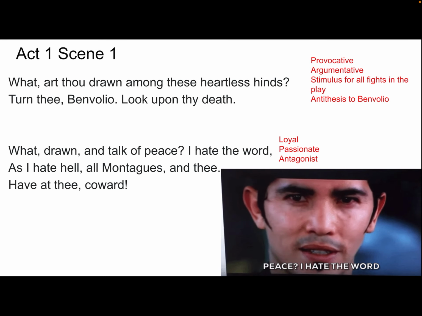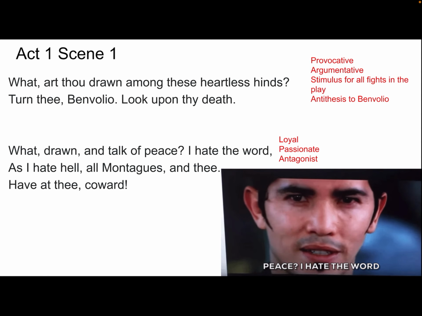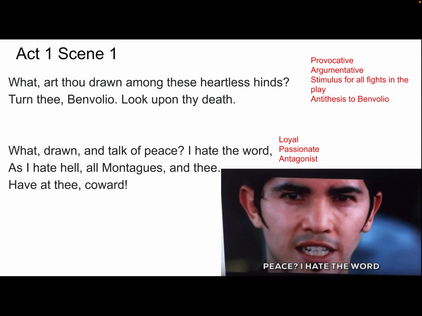The first one is his first comment when he says this, "What, art thou drawn amongst these heartless hinds? Turn thee, Benvolio, look upon thy death." So here we see immediately a provocative character. His very opening line to the play is immediately argumentative. We see very much from the opening the kind of character he is and what he embodies in terms of the ancient grudge that we've heard about already in the prologue between the Montagues and the Capulets.